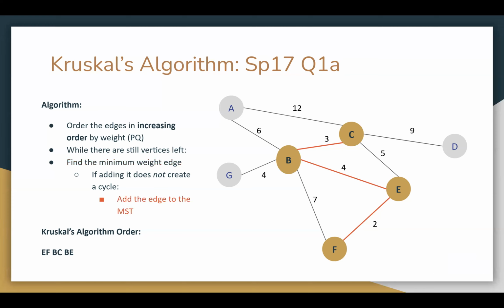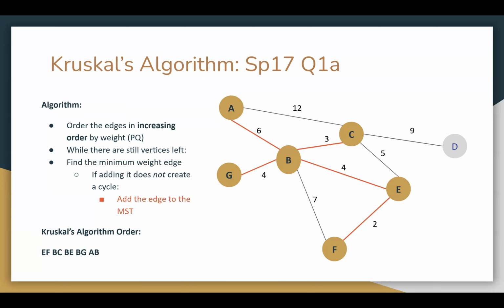On to the next one. BG also has a weight of 4, so that's the next edge that we add into the MST. And after this, the minimum weight after 4 is 5, which is CE, but we're not going to include this because if we do that, it's going to create a cycle between B, C, and E, and so we discard that. And so the next one with the minimum weight is the edge AB, which has a weight of 6. That doesn't create a cycle, so we add that.